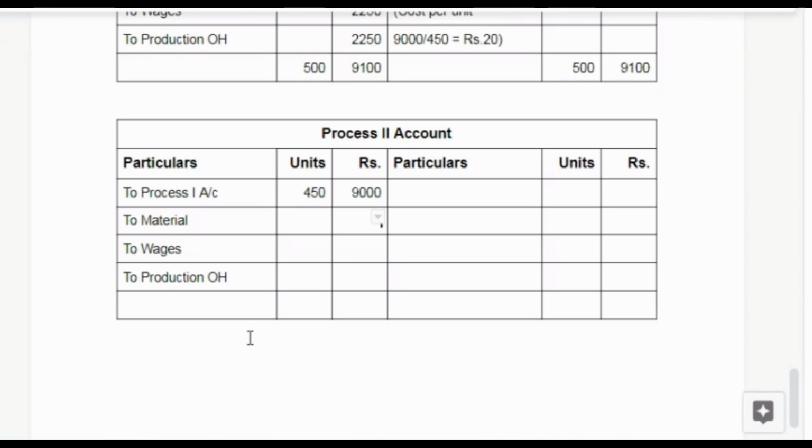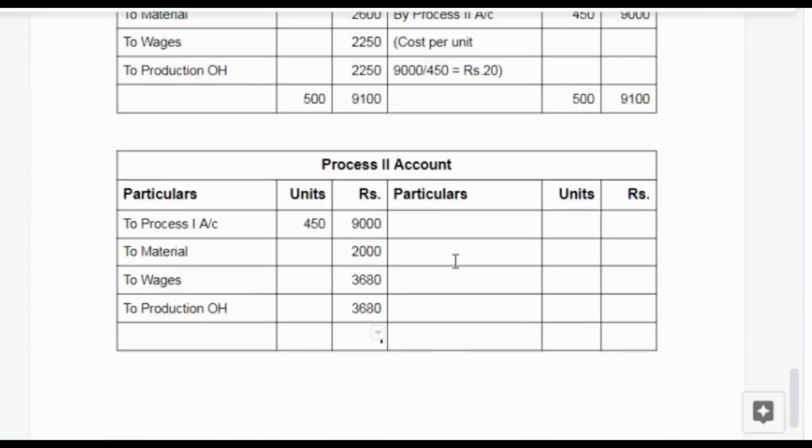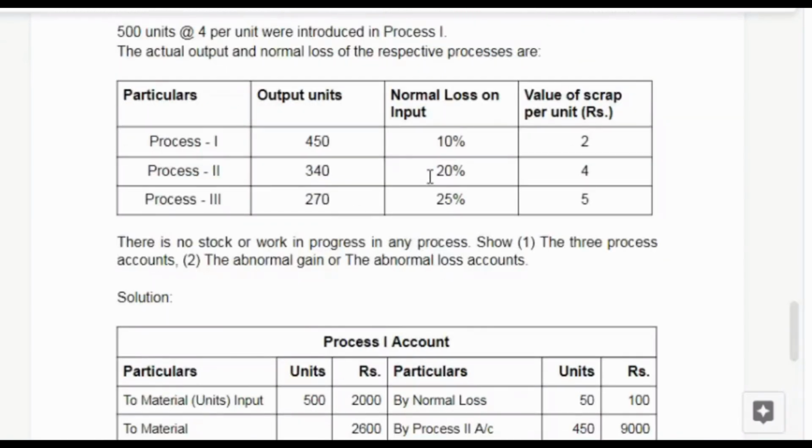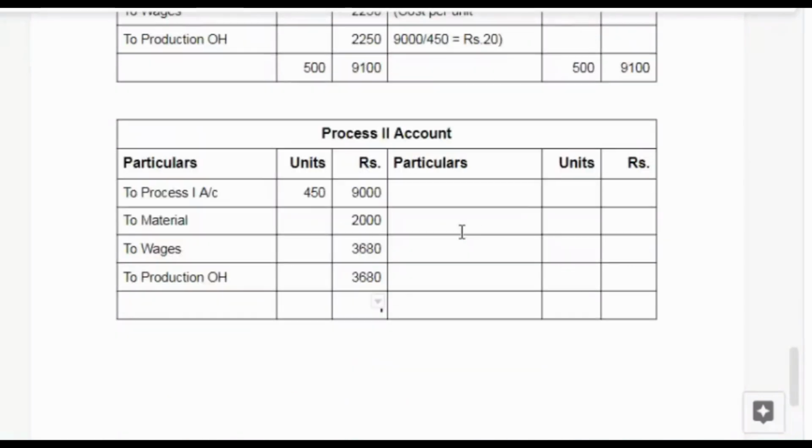2000 and 3680 and 3680. Correct? Okay. Now normal loss. So what is the normal loss? Mentioned here 20% of input. So here we write by normal loss account.